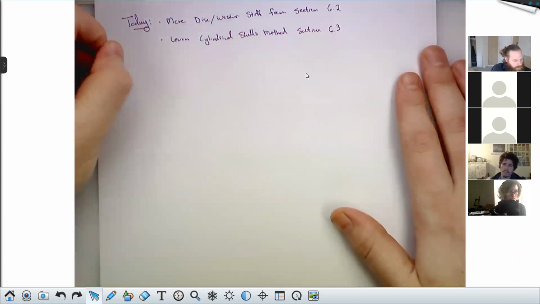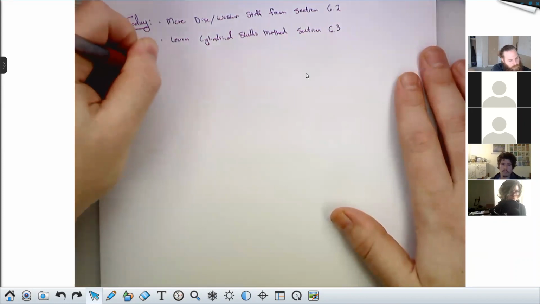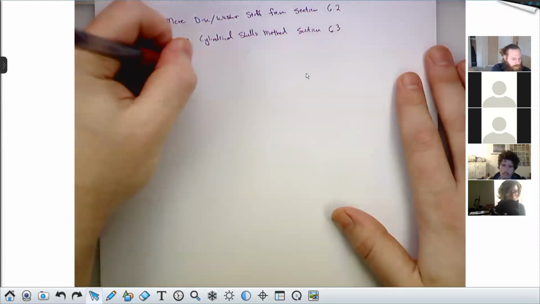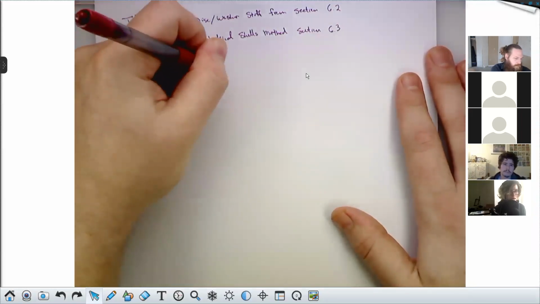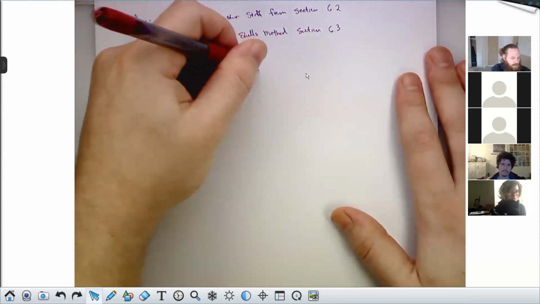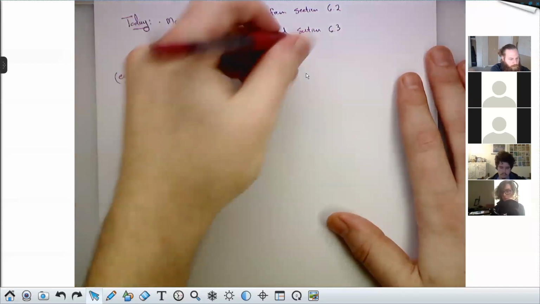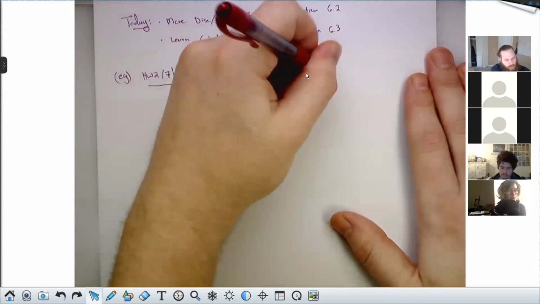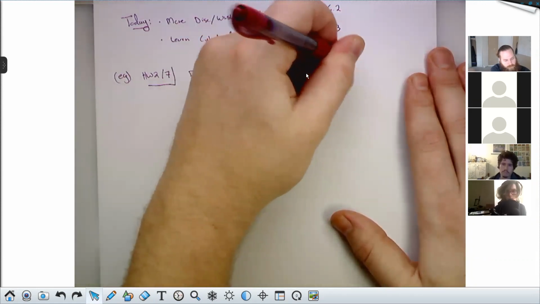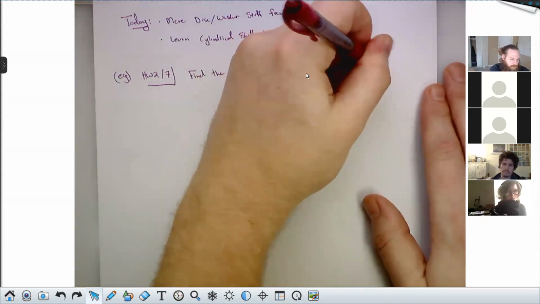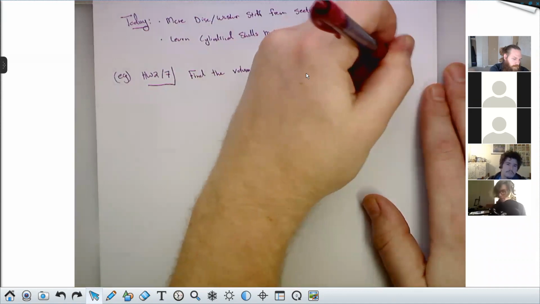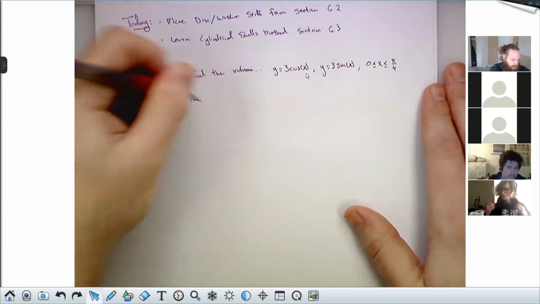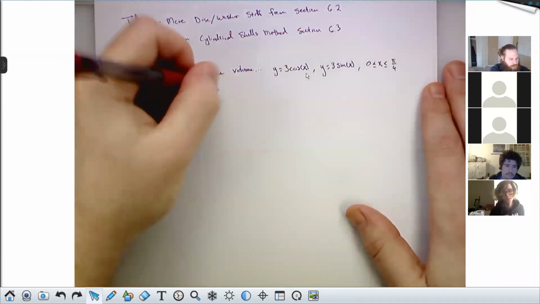So, homework two, problem seven. Here we want to find the volume, blah, blah, blah. I won't write all the words. Find the volume of the solid generated by rotating the region bounded by the curves y equals 3 cos x, y equals 3 sine x, 0 less than or equal to x less than or equal to pi over 4, about the line... What did we have here? Is it negative 1? Yeah, y equals negative 1.